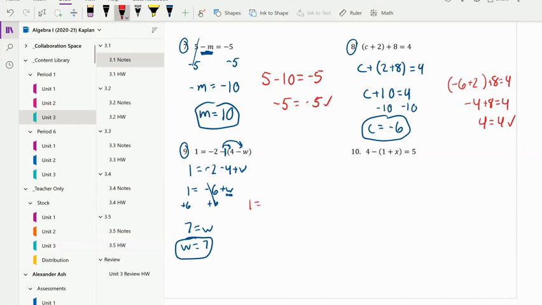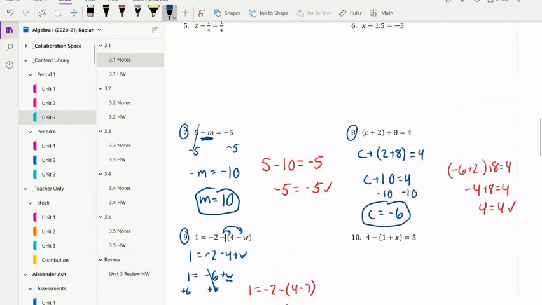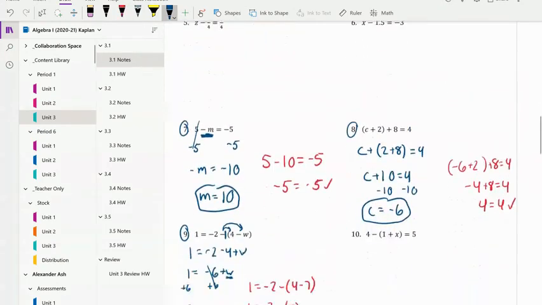Don't forget to check your work. 1 equals negative 2 minus 4 minus 7. Well, that's going to be 1 equals negative 2 minus negative 3, right? 4 minus 7 is negative 3. And if you're subtracting a negative 3, this is really 1 equals negative 2 plus 3, which is 1 equals 1. Check. Very good.